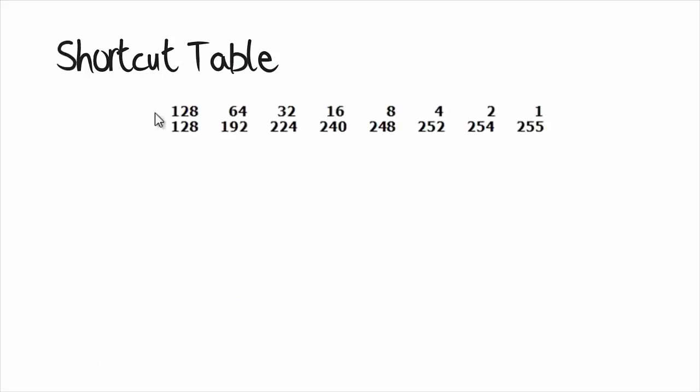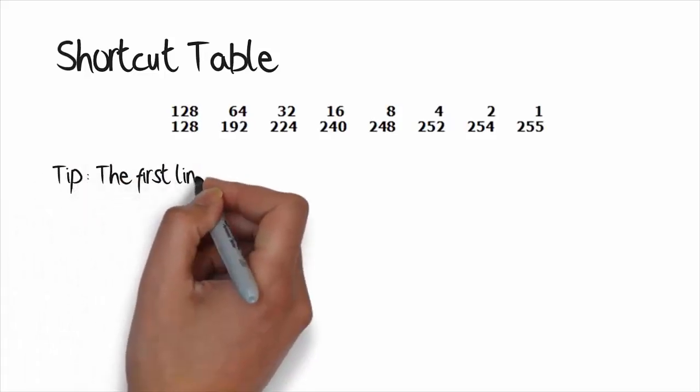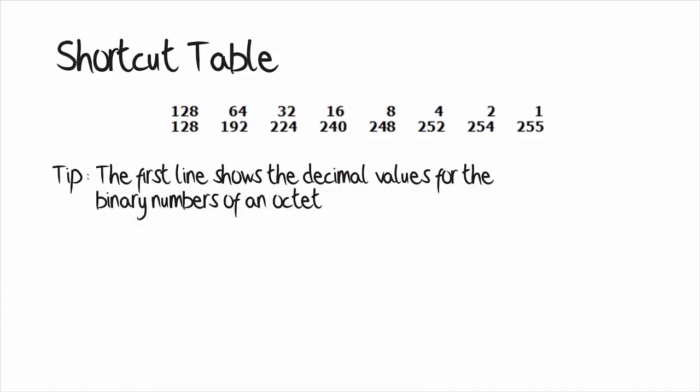So the first table to remember is the following. The values at the top of this table, like 128, 64 and so forth, are the decimal equivalents for the binary values, such as 1 followed by 7 binary zeros is equal to 128.